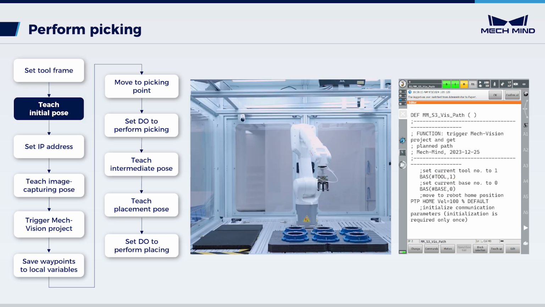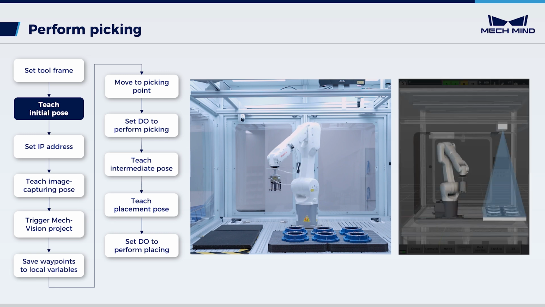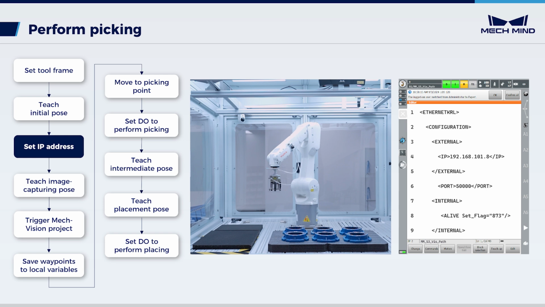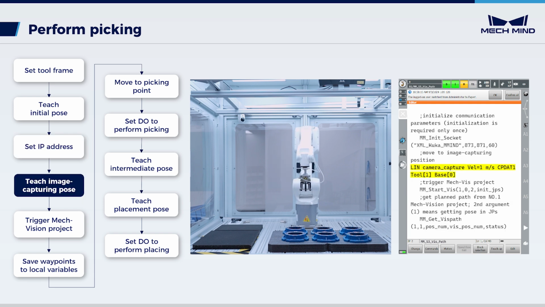Next, teach initial pose. Move the robot to the initial position, which should be away from the objects to be picked and the surrounding devices, and should not block the camera's field of view. Teach the initial position in this step. Then, update the IP address in the XML file corresponding to the init socket command to the actual IP address of the IPC. Afterwards, go back to the example program, and teach image capturing pose.